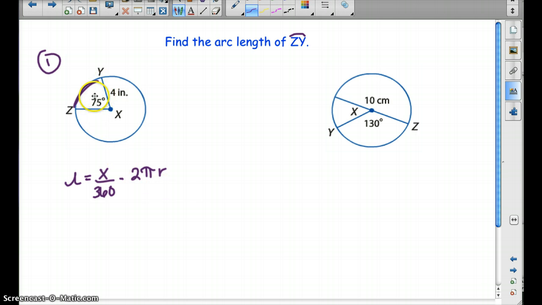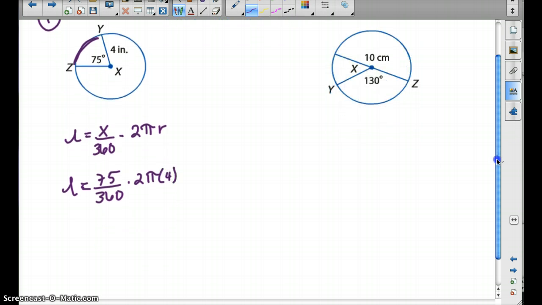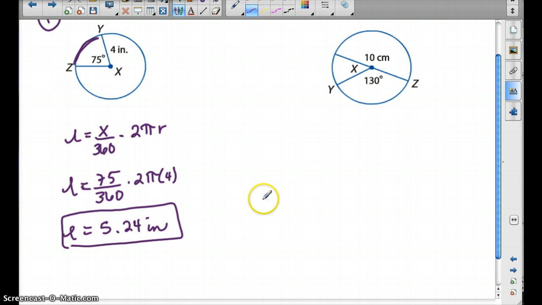Now we have our angle measurement. X is the angle measurement. So we're going to write this in: 75 over 360 times 2 pi times 4. Then you can use your calculator to find this. We're going to round to the nearest hundredth, and it'll say in your directions what you want to round to. So when you plug this in your calculator, you should get 5.24 inches. That's how long this arc length is.